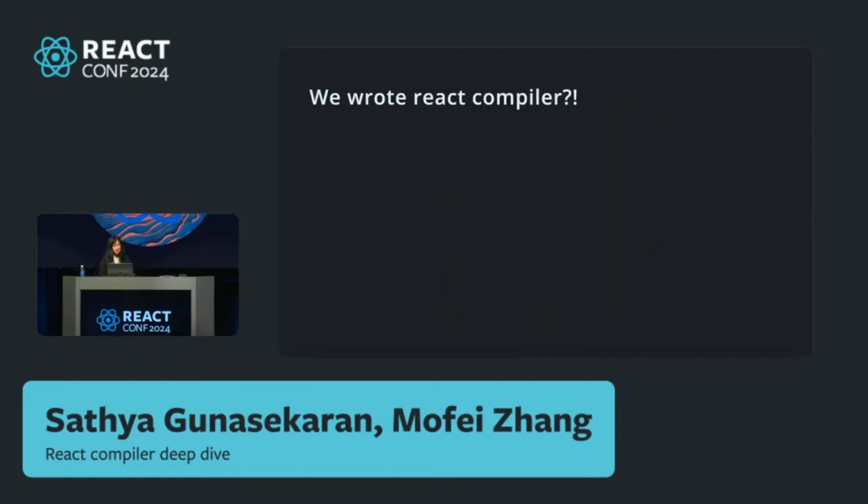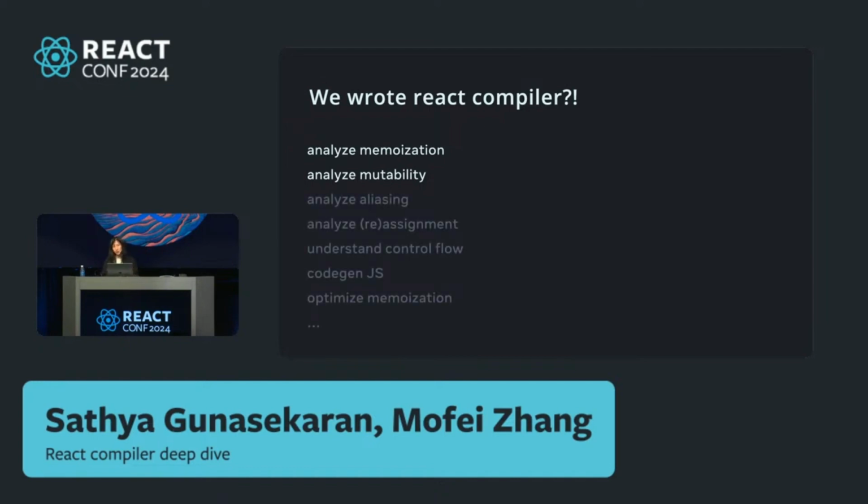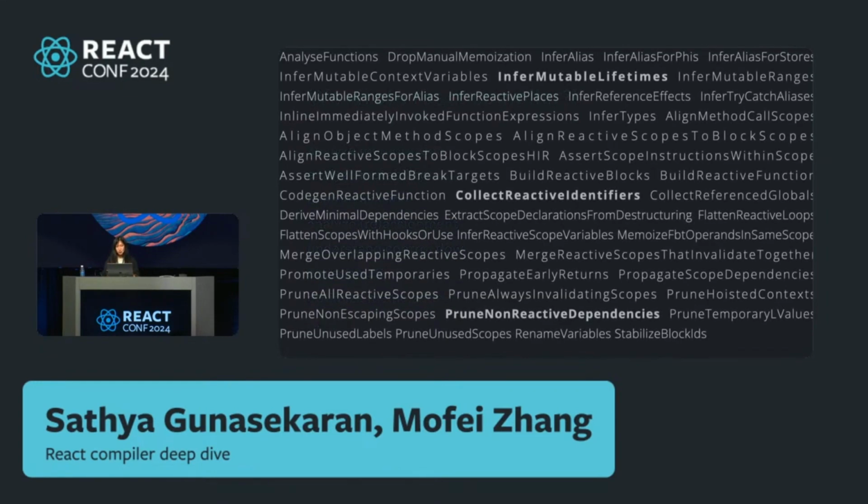So yeah, we wrote React compiler. That's pretty cool. But you're telling me that it only takes 20 minutes to write? Well, we wrote kind of two parts of React compiler: the part where we understand memoization, like the dependencies, as well as understanding mutability, instructions that might modify other instructions. There's a lot of other very fundamental parts of the compiler that we haven't touched on. Just to give you an idea, the bolded parts are passes that we've walked through, and the rest you can find on the playground if you're curious.